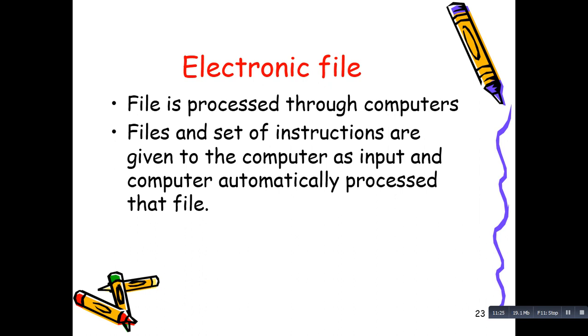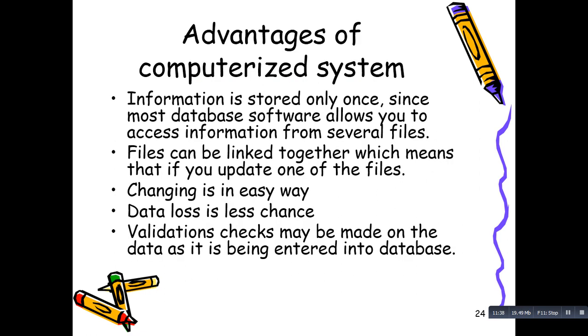Advantages of the computer system: information is stored only once. Most database software allows you to access information from several files. Files can be linked together, which means that if you update one of the files, the change is made easily. There is less chance of data loss. Validation checks may be made on the data as it is being entered into the database.